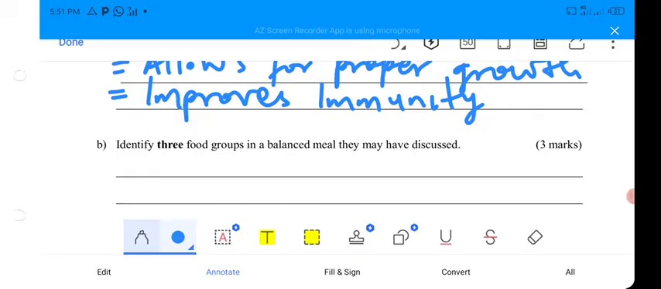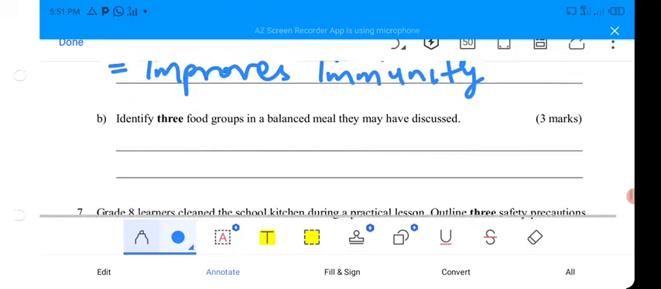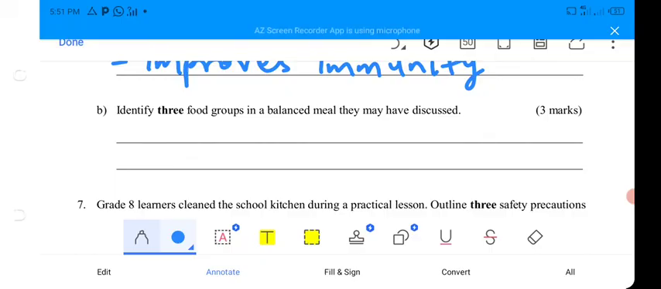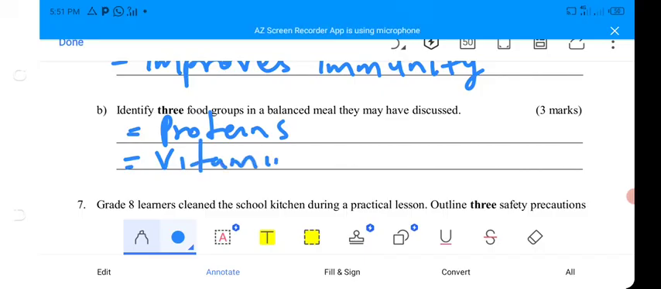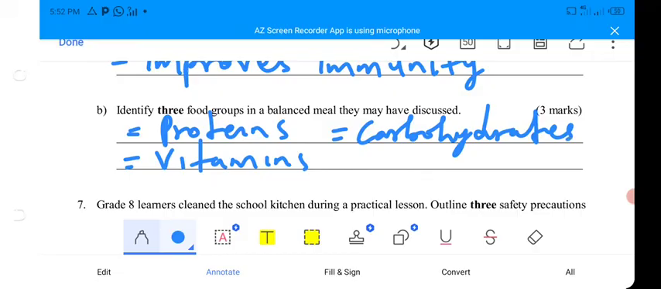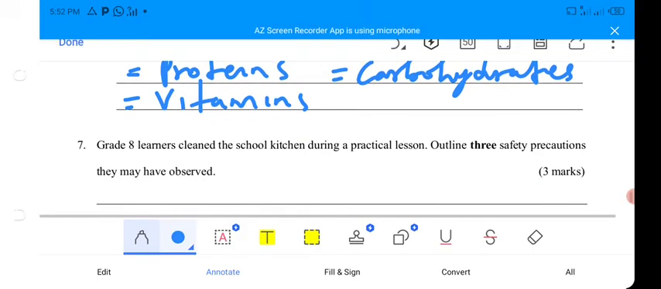Step 3, food groups in a balanced meal they have discussed. Number 1, we have proteins, that's the first food group. Number 2, we have vitamins. Then last but not least, we have carbohydrates, which are energy giving food. So a balanced meal should contain all these 3 groups of food.